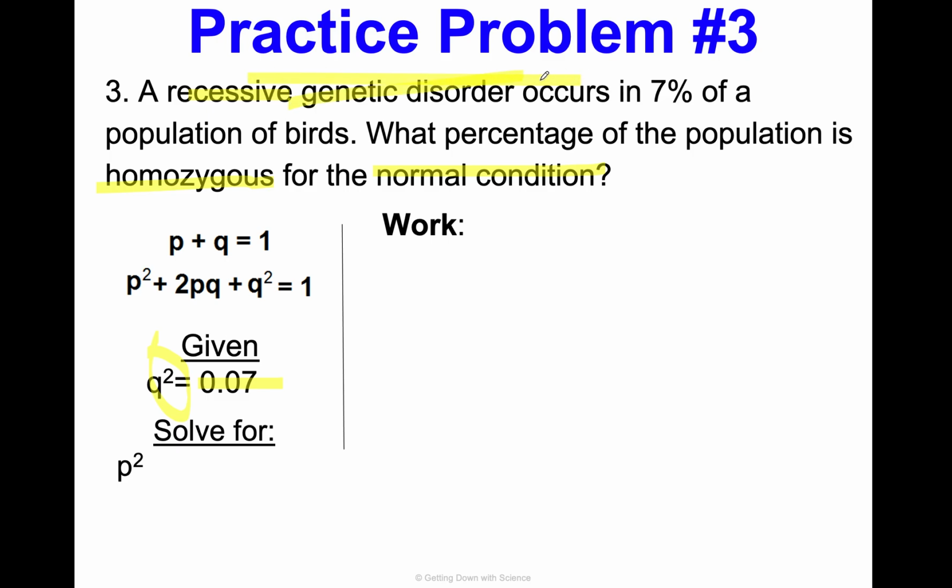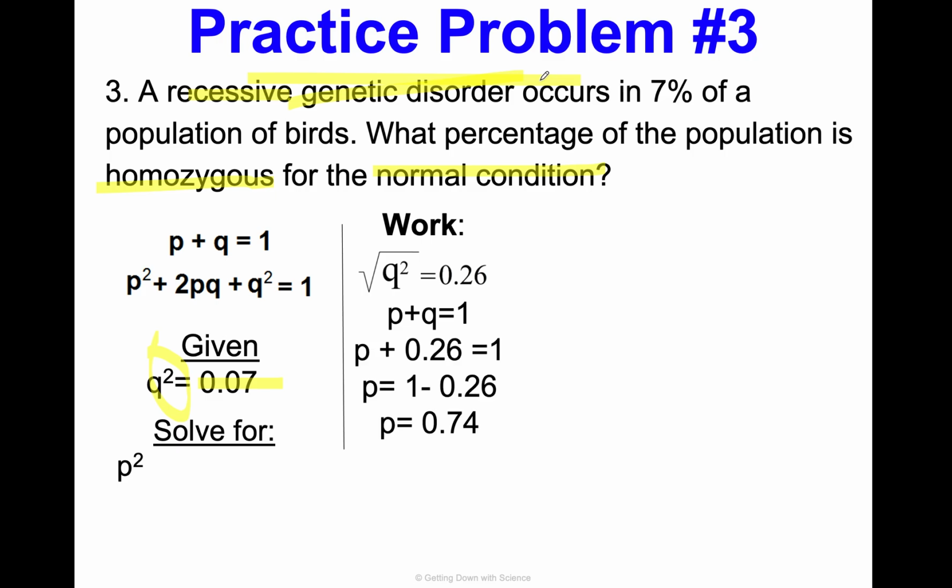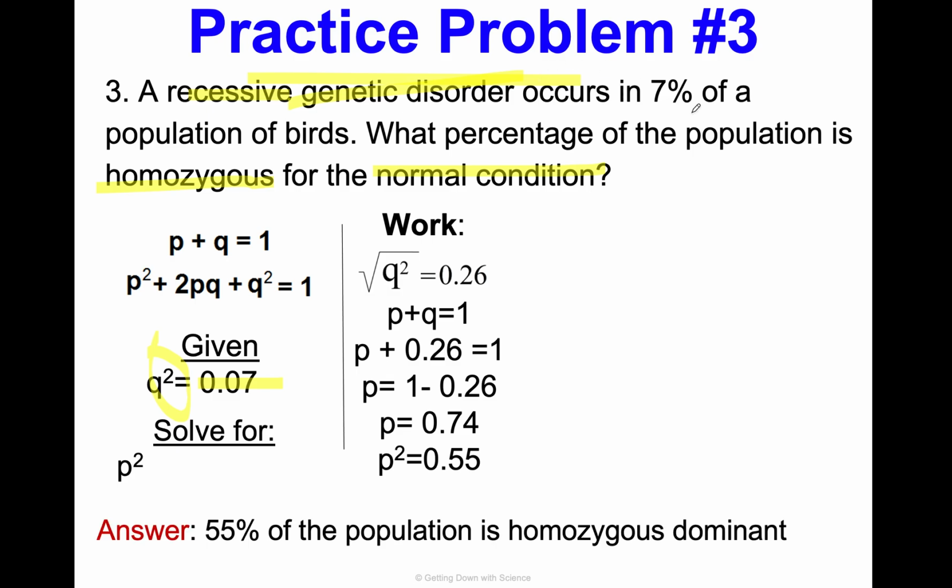So normal conditions would be homozygote for normal conditions. So homozygote for dominant. But we have Q, so we're going to work it out. So we got the square root of 0.07, 0.26. P plus Q equals 1. So we can find P here. We just plug and play. And then you're going to want to square it. That's it. So we got 55% of the population is homozygote dominant.